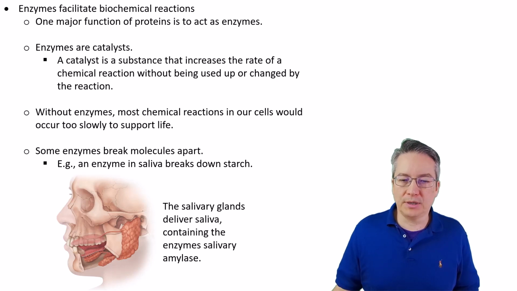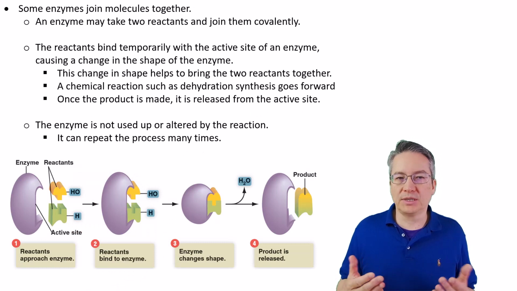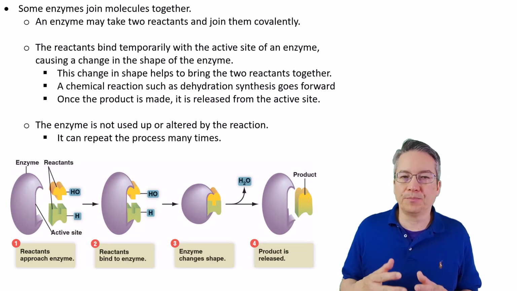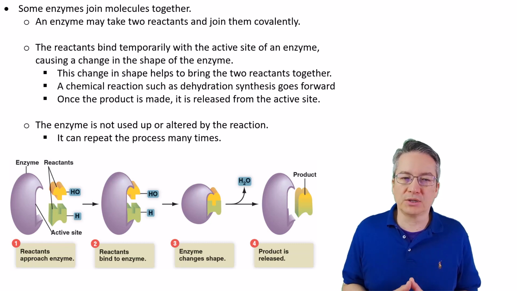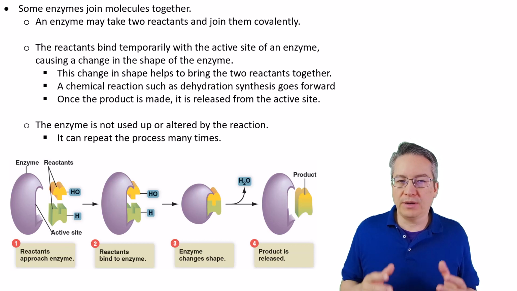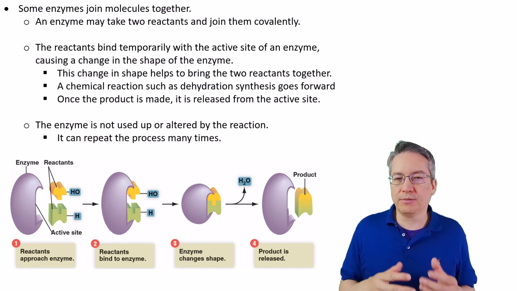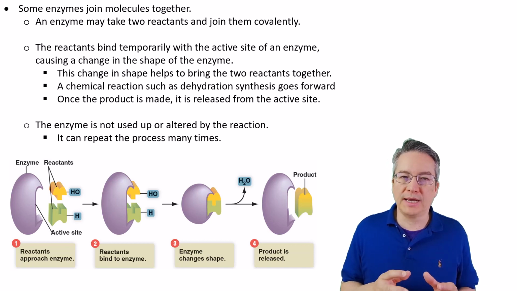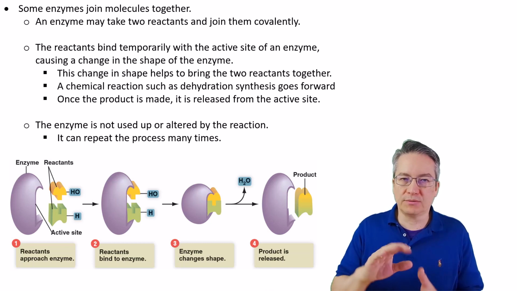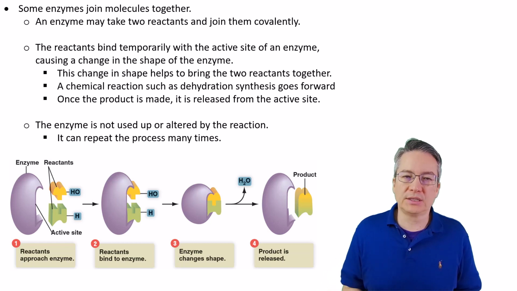Another type of enzyme is an enzyme that joins molecules together. An enzyme may take two reactants and join them covalently. Let's take a look at how this occurs. You have reactants that bind temporarily within a site on the enzyme called the active site. Let's look at this picture here. We have an enzyme, and we have two reactants, a yellow one and a green one. They'll fit into this active site, which is sort of like a trough or an area on the side of the enzyme.